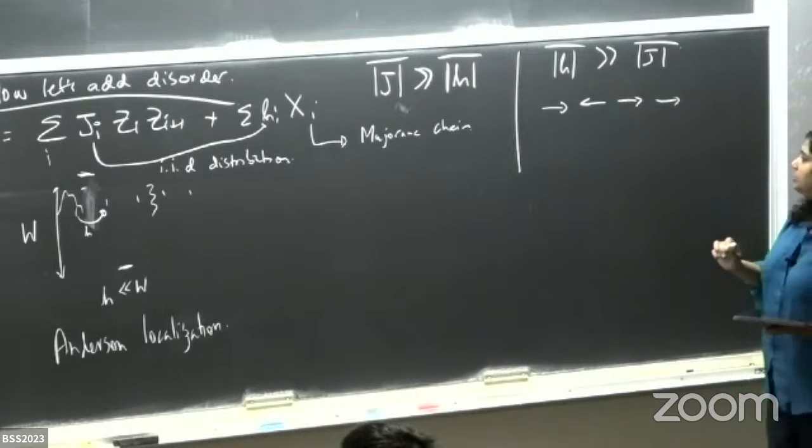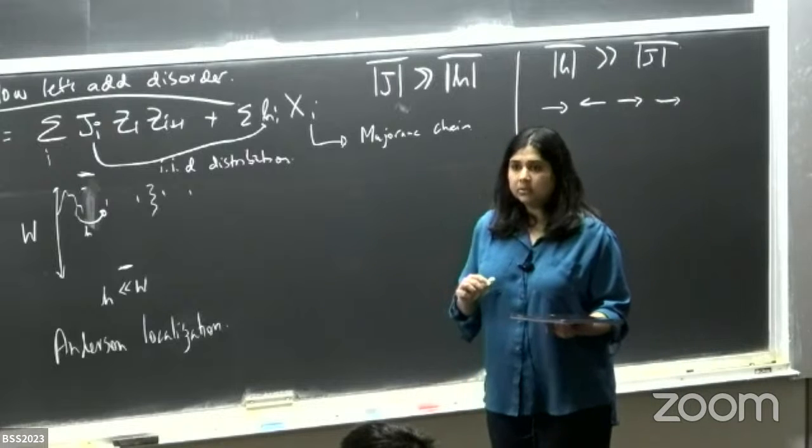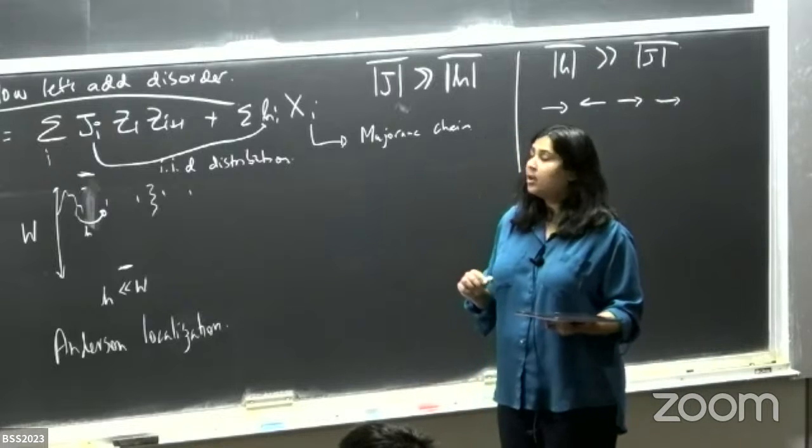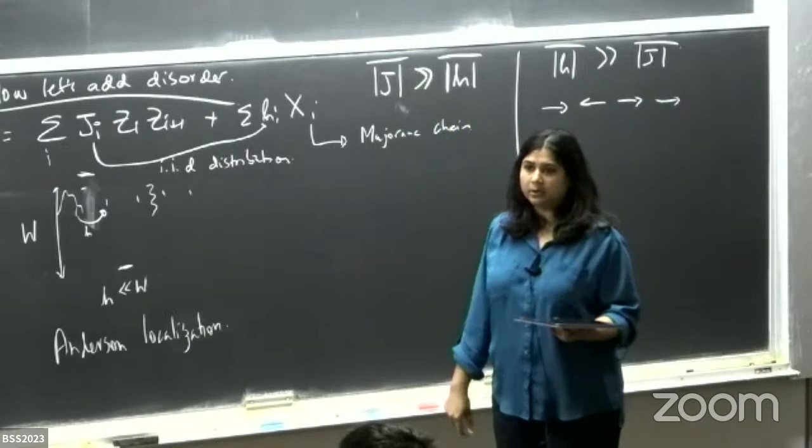So the question is whether the assumption is that the disorder has mean zero? It's not necessary. It can have any mean. Then you would look at some RMS value of the disorder.